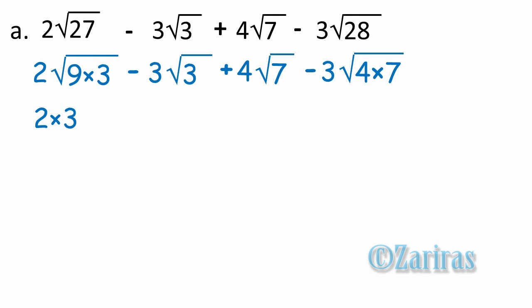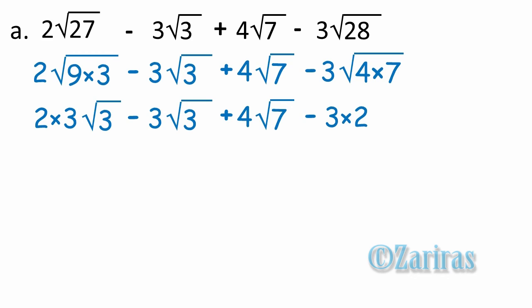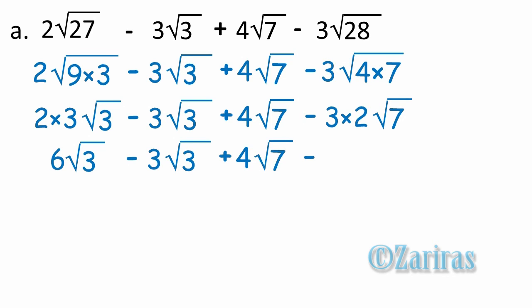Square root of 9 is 3. We get the 3 out of the square root. 2 into 3, and 3 would be inside the square root, minus 3 root 3 plus 4 root 7 minus 3. Here 2 would come out: square root of 4 is 2, so 2 comes out of the square root, and inside the square root we have root 7. So simplifying, 2 into 3 we get 6 root 3 minus 3 root 3 plus 4 root 7, minus 3 into 2 is 6 root 7.